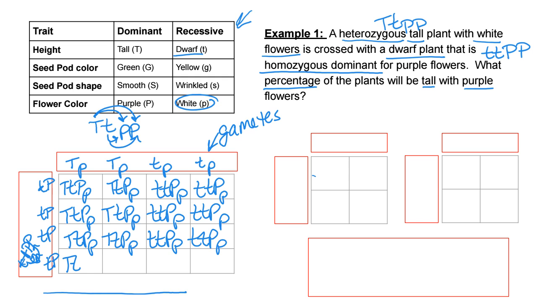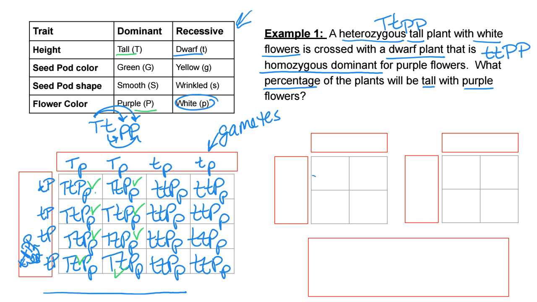Once I have completed all 16 squares, I can go back and use these completed squares to answer my question. My question says, what percentage of plants will be tall with purple flowers? Based on this information, tall is dominant and purple is dominant, so I'm looking for squares that look dominant for both. This one is dominant for both, and this one, and this one, and so on. I just go back and count: 1, 2, 3, 4, 5, 6, 7, 8.